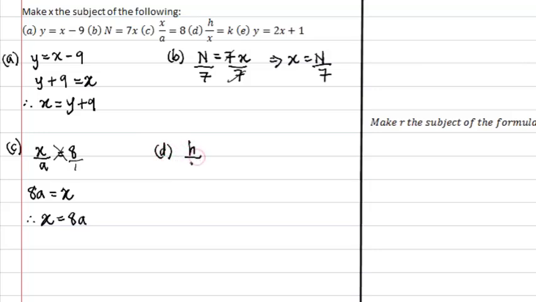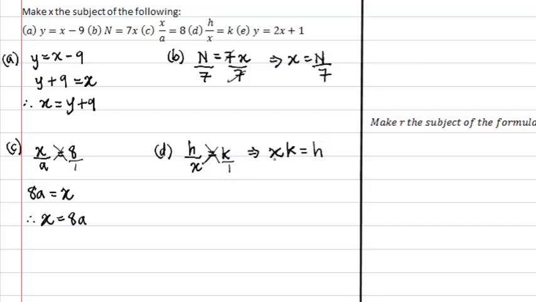So for the D now, H over X equal to K. We want to find this X here. Cross multiply. If we cross multiply, it's going to be X times K equal to H times 1. There's like an invisible 1, which is still H.